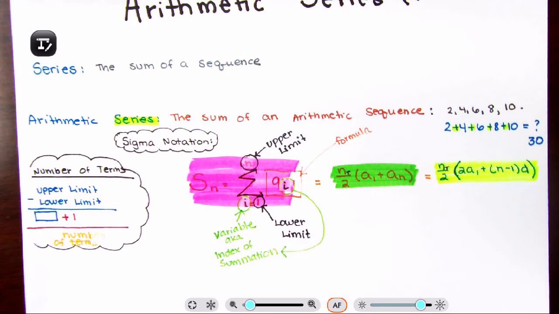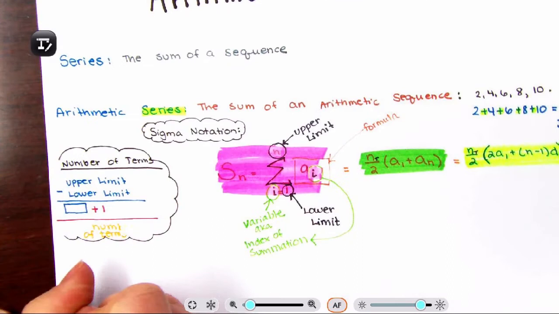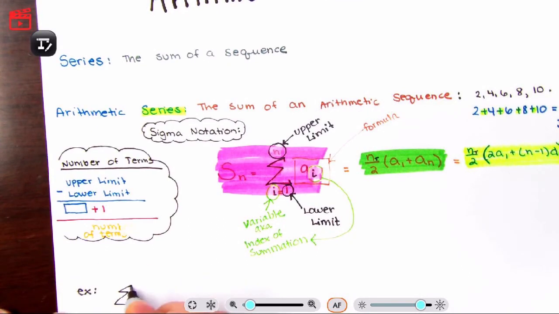So how do you interpret that? What does that mean? So let's do an example. Let's say we have a summation of 2n plus 5 with the upper limit of 4 and the lower limit of 1.